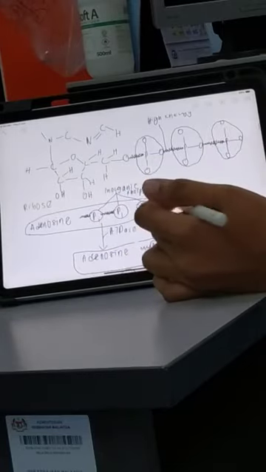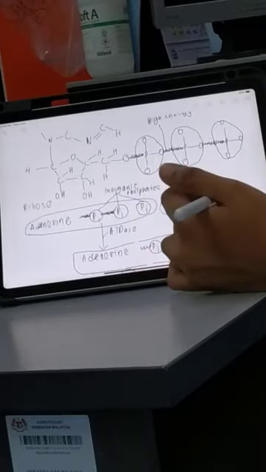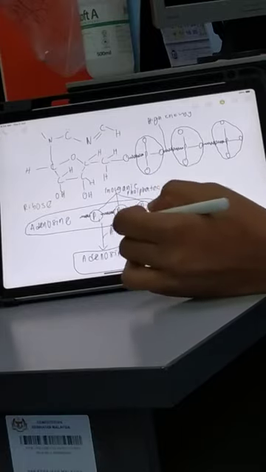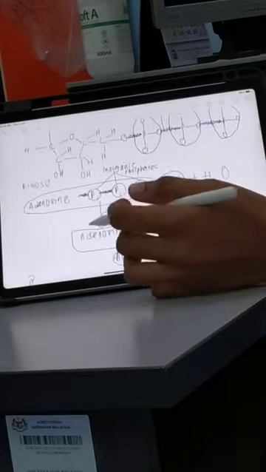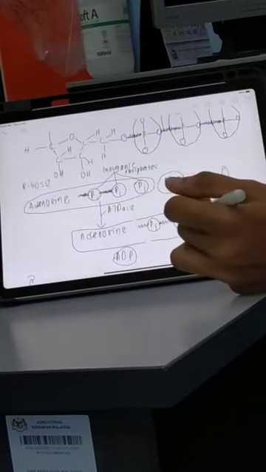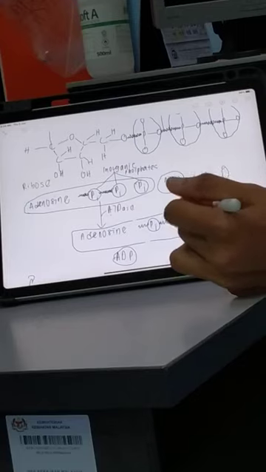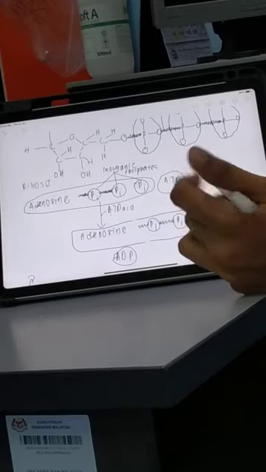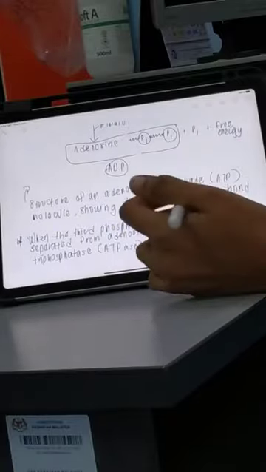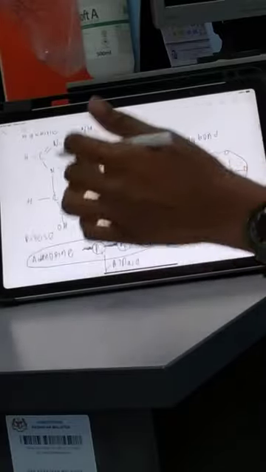So what happens is that we add water, in the process of hydrolysis with the help of the enzyme ATPase, so it breaks down to adenosine with 2 phosphates, and then we release another phosphate with free energy. So this is the structure of ATP, like what I said just now.